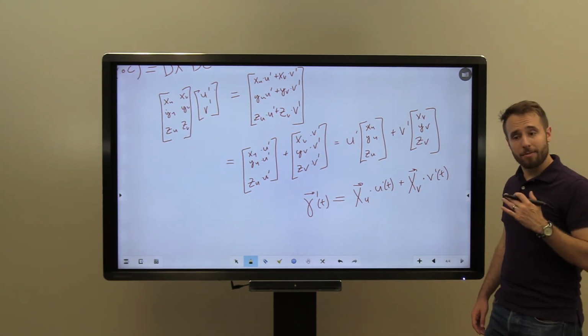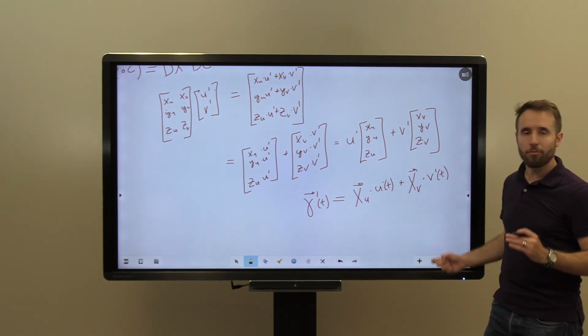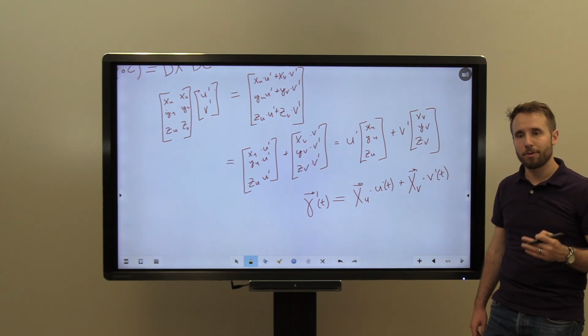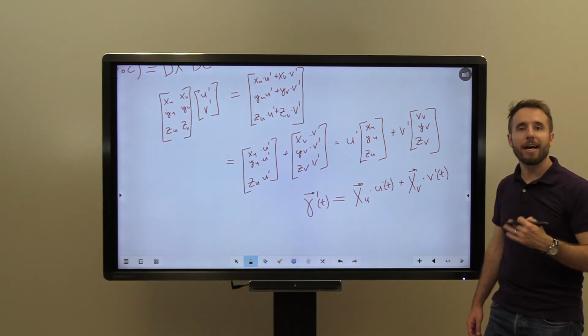I wanted to close with this because this will end up being a relatively standard way to write these gamma primes if we set them up appropriately. And we'll see in the next video how this can help us.